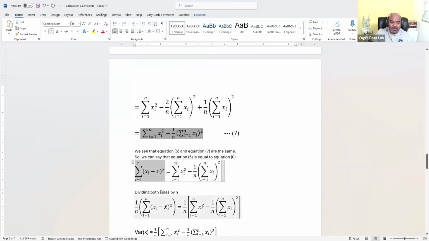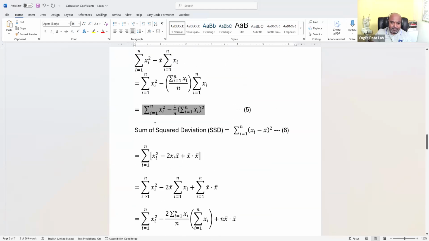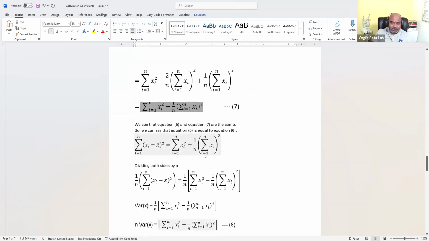If I divide both sides by n, the left hand side and the right hand side, what will I get? This part becomes variance. This is the formula of variance of x. So variance of x is equal to 1 by n of the right side equation. So if I want this value, which was there in equation 5, it means it is n times the variance of x. So if you look at this equation 5, you can write that it is n times the variance of x. So that is what we just proved.